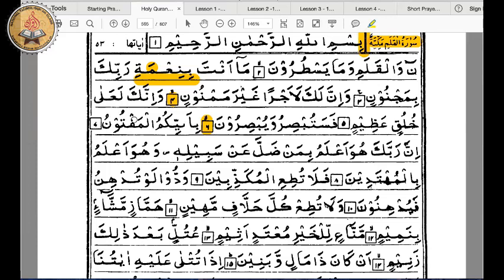Let's have A5117. Assalamualaikum. Wa alaikum assalam. Could you please read from verse number 8?